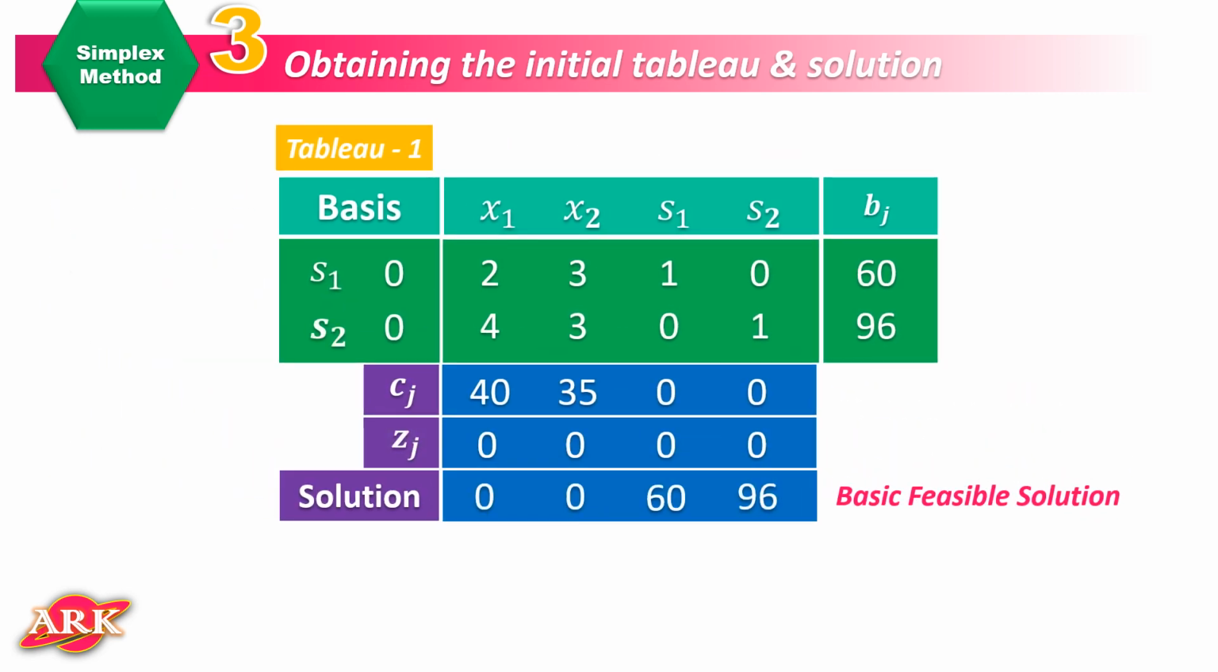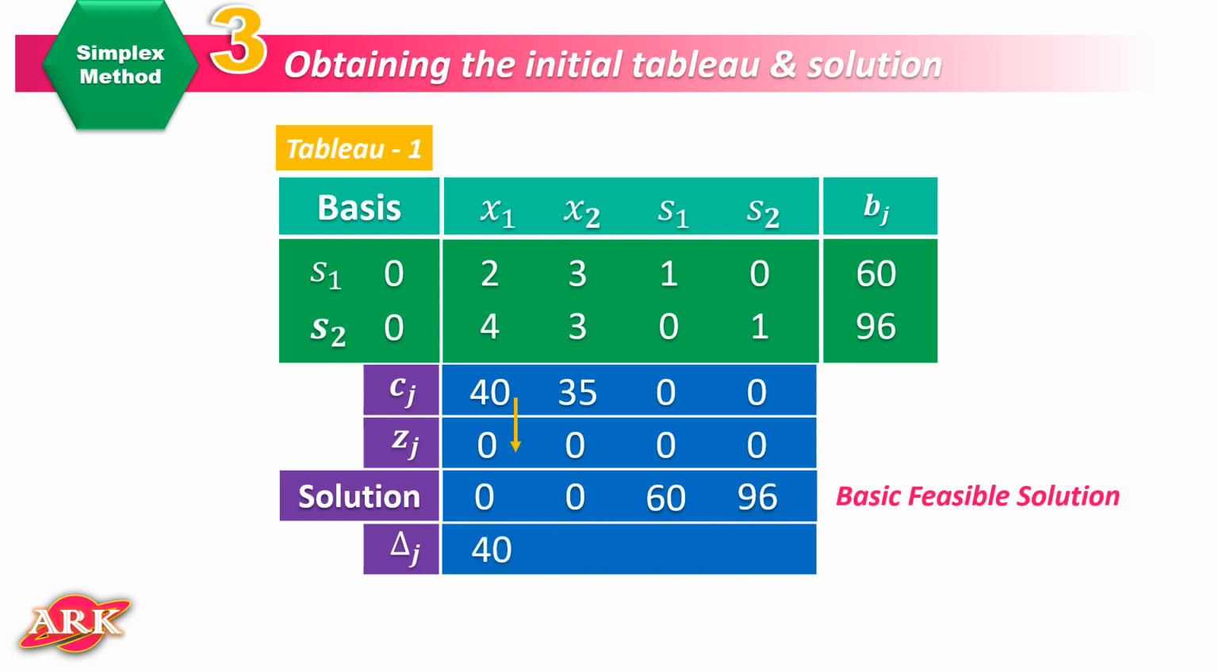Now let's calculate delta J. Delta J can be calculated by subtracting the ZJ values from the CJ values. Let's see that. 40 minus 0 gives us 40. 35 minus 0 gives us 35. 0 minus 0 gives us 0, and 0 minus 0 gives us 0.